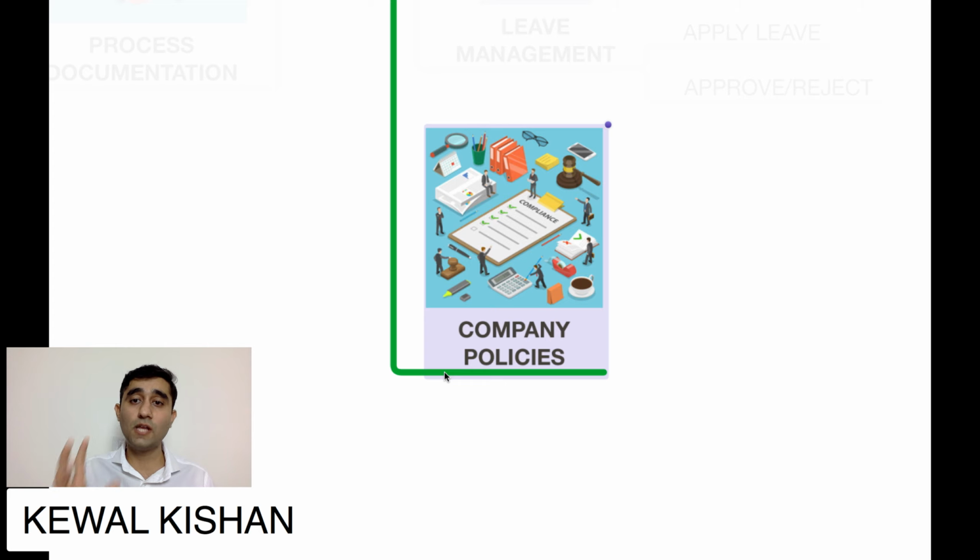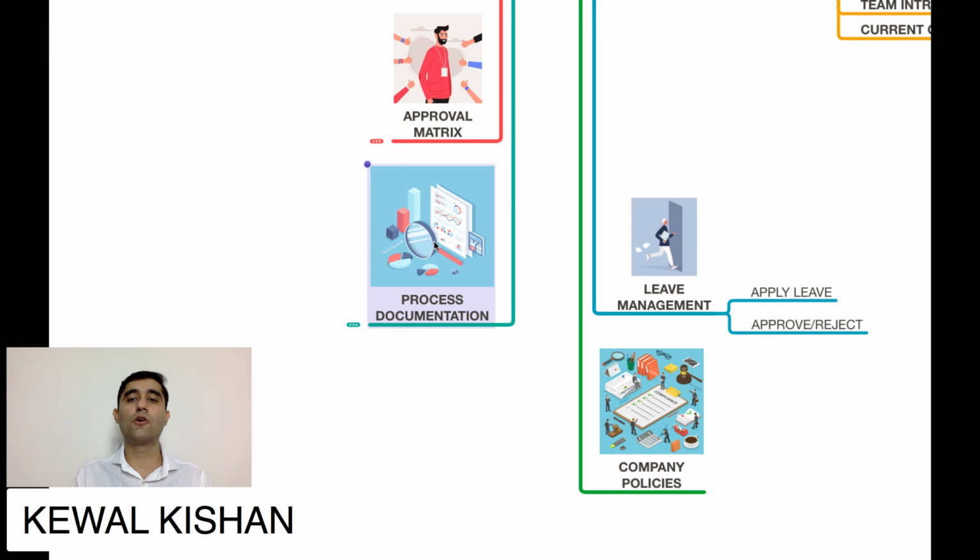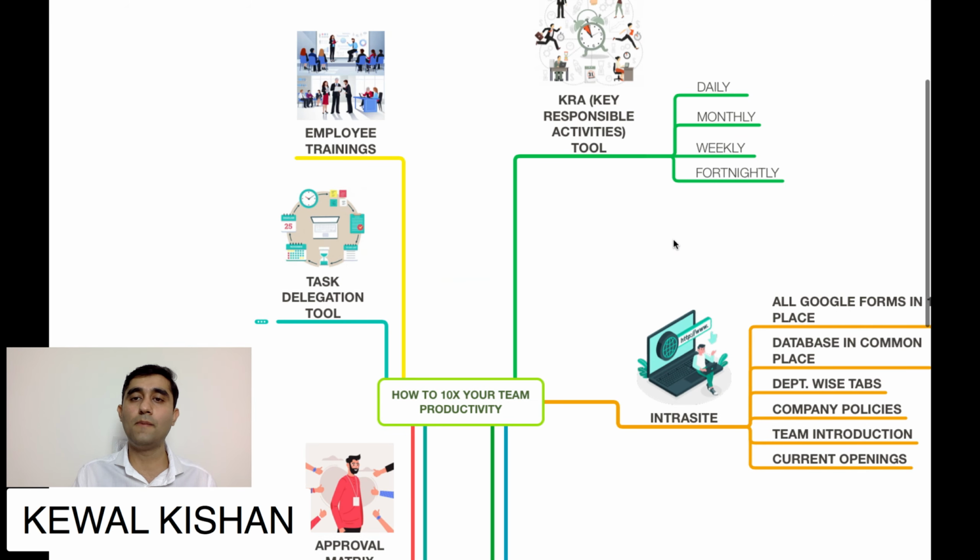Because if your team is not following the rules, then the results will also not be consistent. If the effort is not consistent, the result will not be consistent. And consistent efforts only come when the team is disciplined, when they're following the policies, when they're following the rules, right?